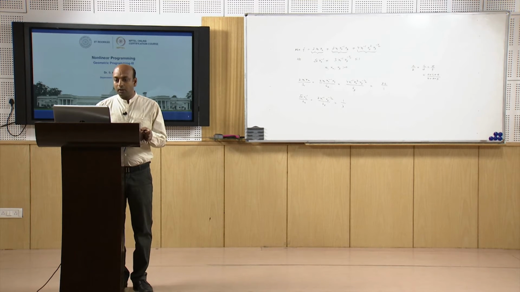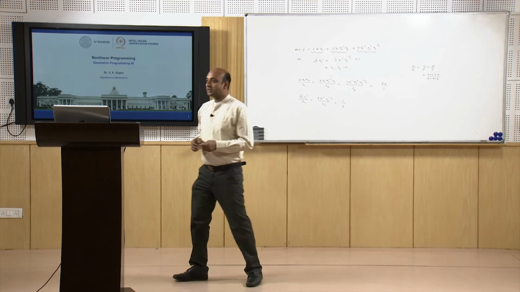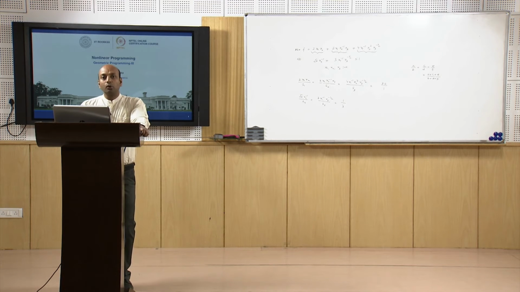Now how to solve a general polynomial optimization, I mean how to solve a problem having negative coefficients. So generalized polynomial optimization is applicable for the problems involving negative coefficients also. To solve such problems, we introduce signum function so that the terms of negative coefficient reduce to the problem with positive coefficient, okay. So only for those terms involving negative coefficient we involve a signum function, so that the term becomes positive, okay.